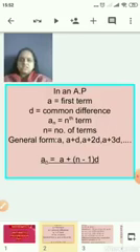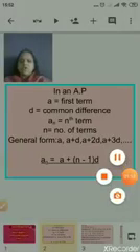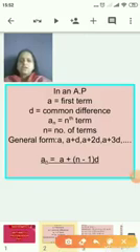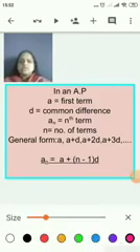Let me revise this concept once again. Whatever the AP sequence, we will take it as a sum. In that, the first term we will denote by small a. The next one is d. You can see over here, d is the common difference. The difference between any two consecutive terms is called the common difference, and we denote it by d. Then an is the nth term.